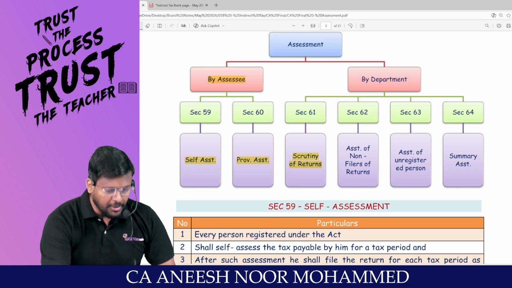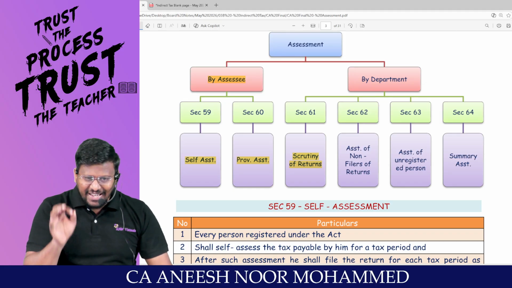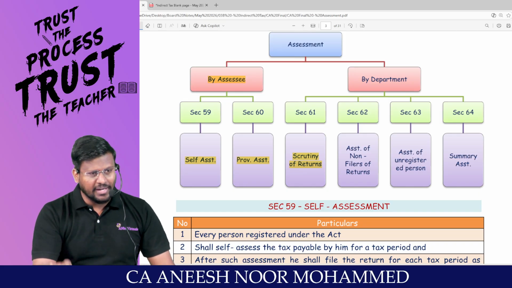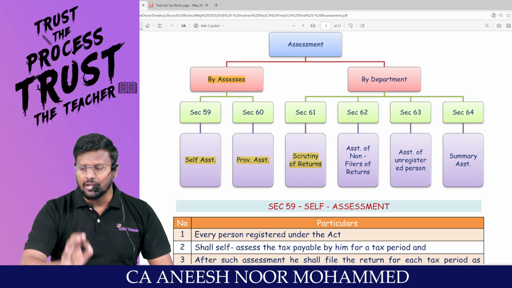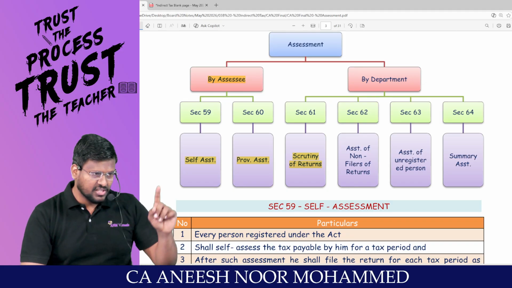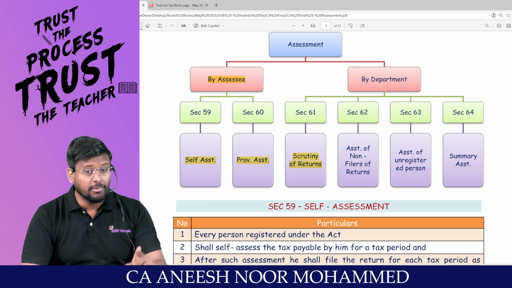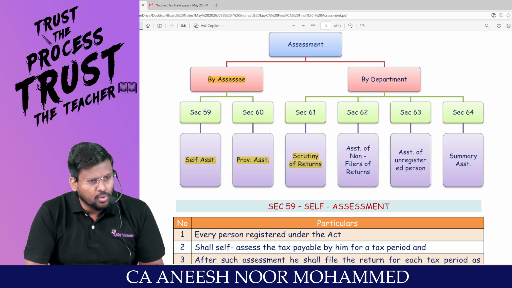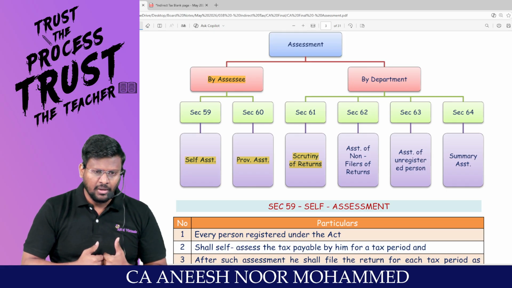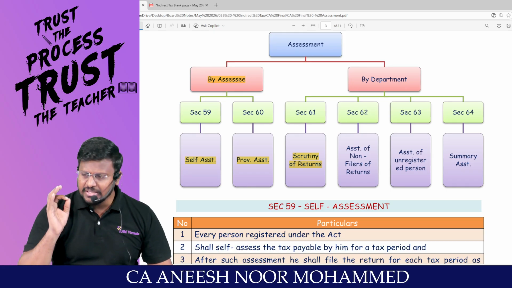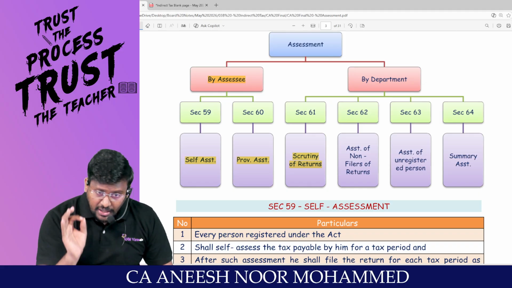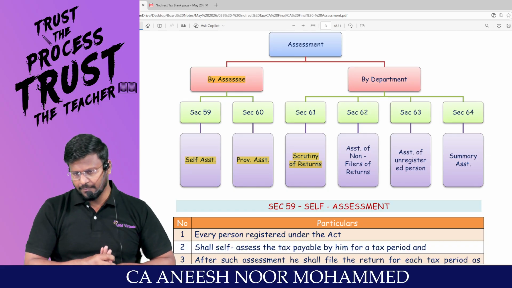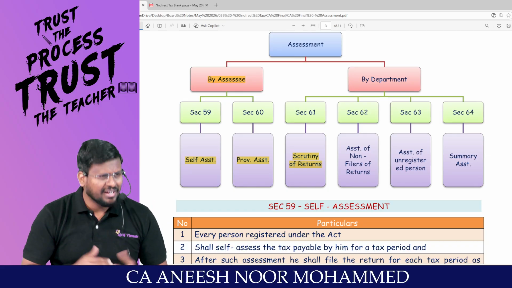There are certain people whose aggregate turnover will exceed 10 lakh, 20 lakh, or 40 lakh. Then as per section 22, they are liable to take registration. They will take registration also. Now they are what person? Registered person. Once they are a registered person, as per section 39, they are liable to file the returns, but they will not file the returns.